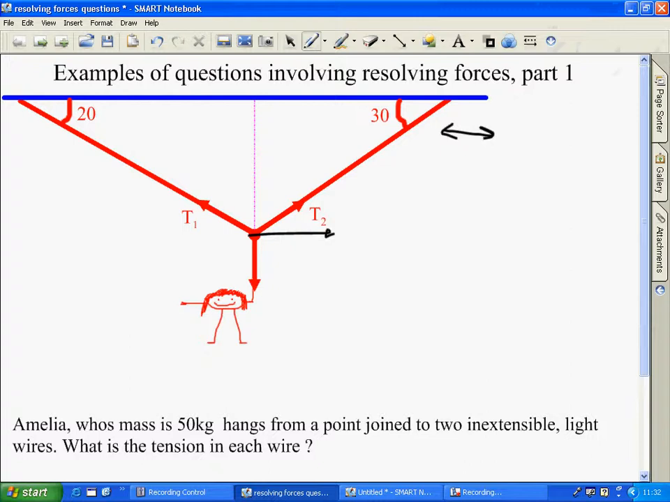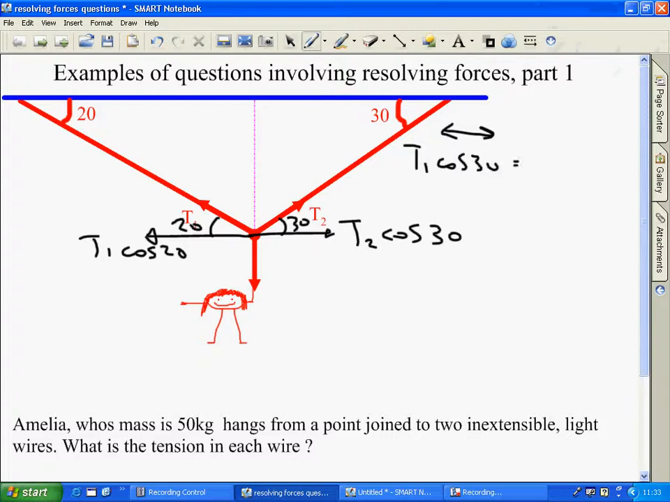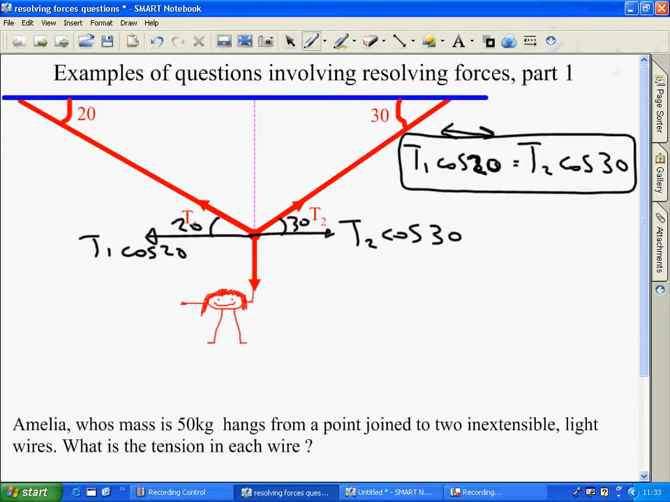Now if you look here, this force T2, this angle is obviously 30 and its component therefore is T2 cos 30. We're moving through the angle of 30, so it's cosine. Here this is 20, so this component is T1 cos 20. So we know that T1 cos 20 equals T2 cos 30. So we have one equation involving T1 and T2.